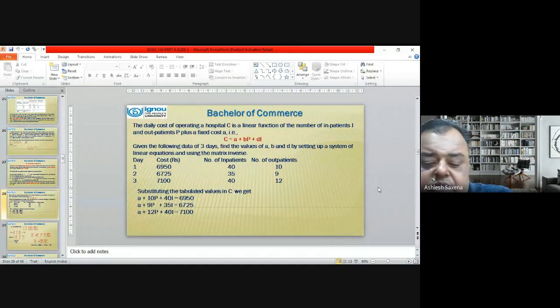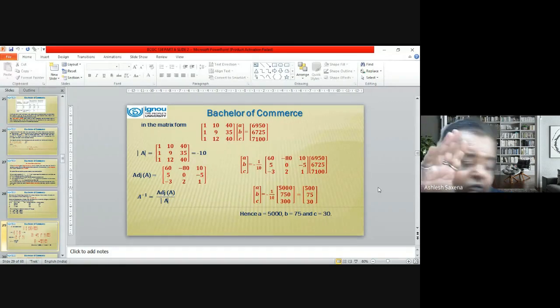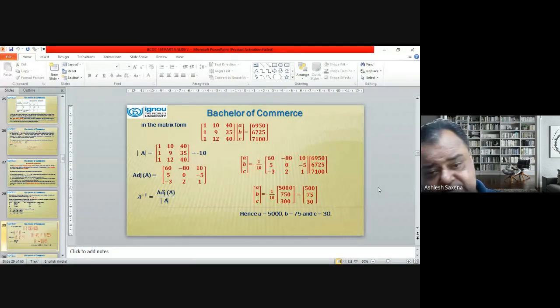Now, we have three variables, three equations. Coefficients will be taken. Keep one thing in mind: you have to take the same order of the equations which is given in the problem. If you change any of the order, you won't be in a position to get a complete or authentic answer.